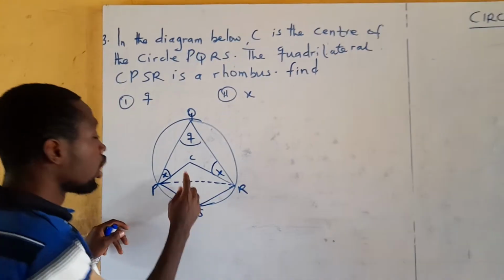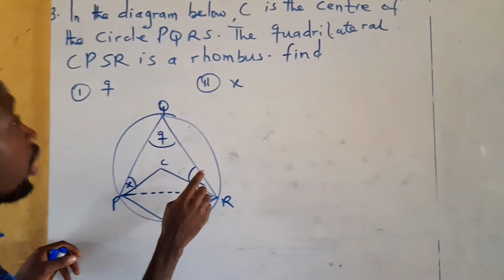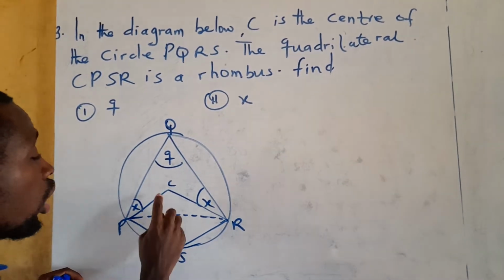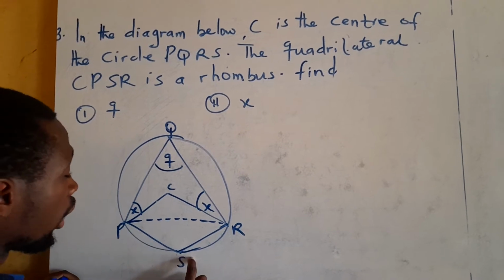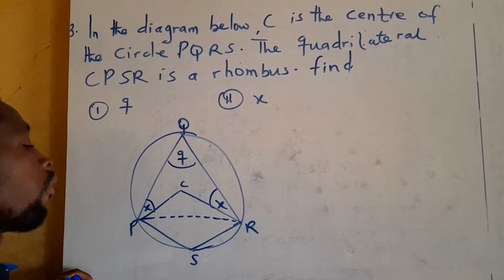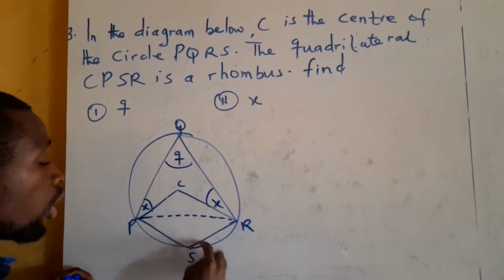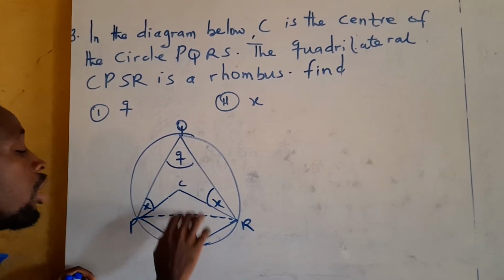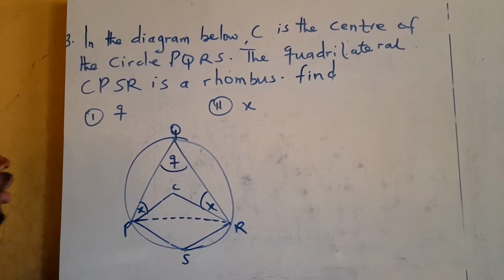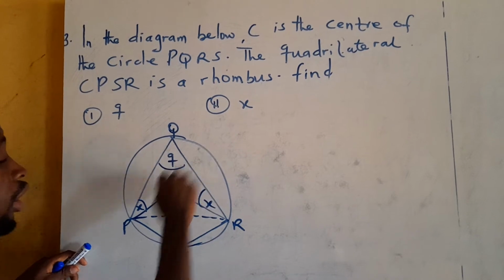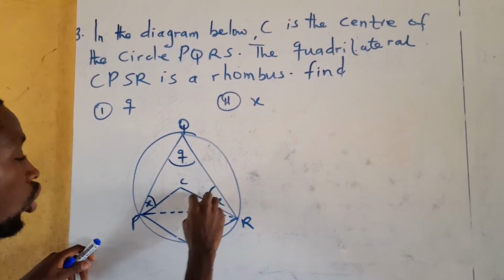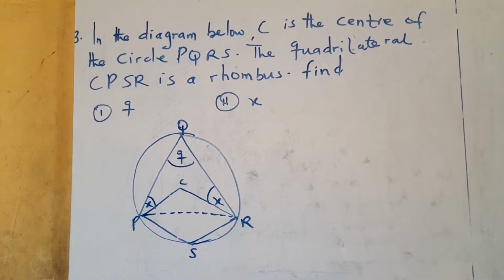So we can say that if CPSR is a rhombus, then this angle here is equal to the angle here, and the angle here is also equal to the angle here. It's very, very necessary. So we need the angle here. We need the angle here. When we get the angle here and the angle here, we can equate. Remember that property. If PR is a chord, twice of this angle is equal to this angle.